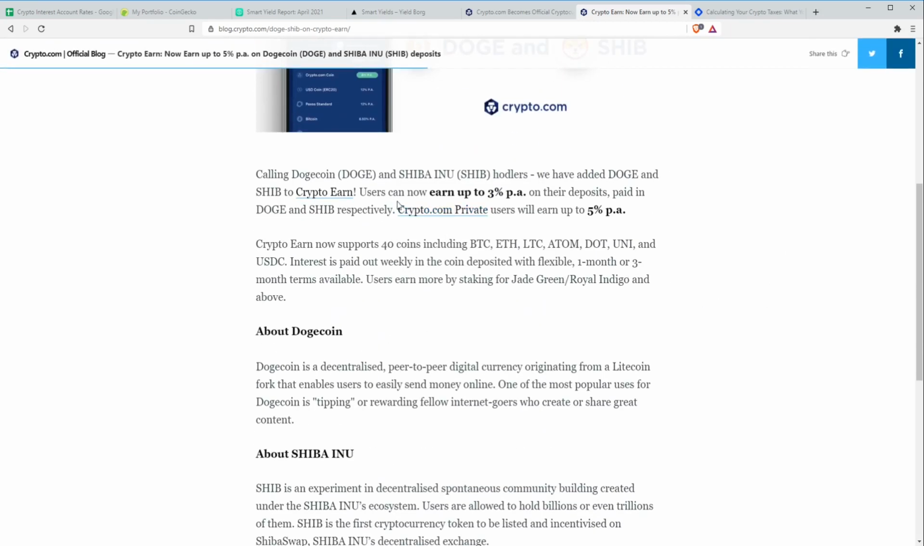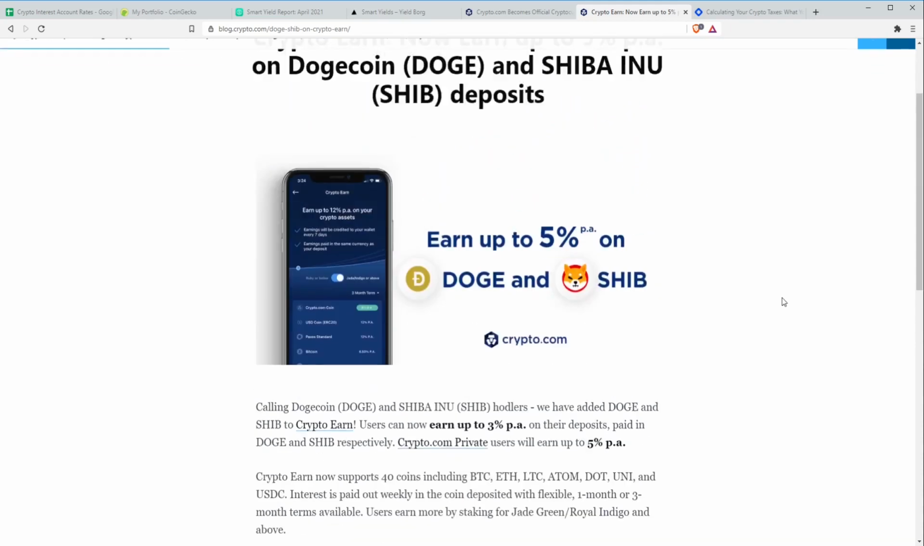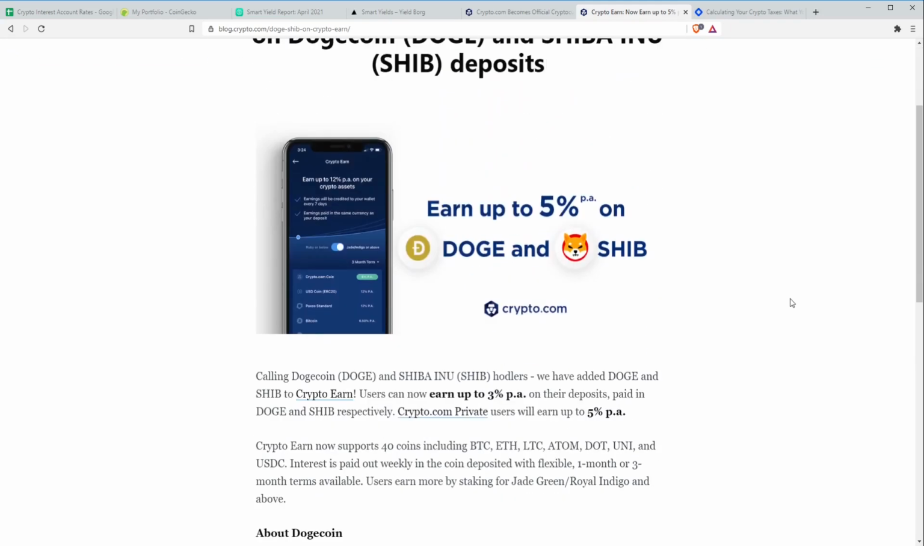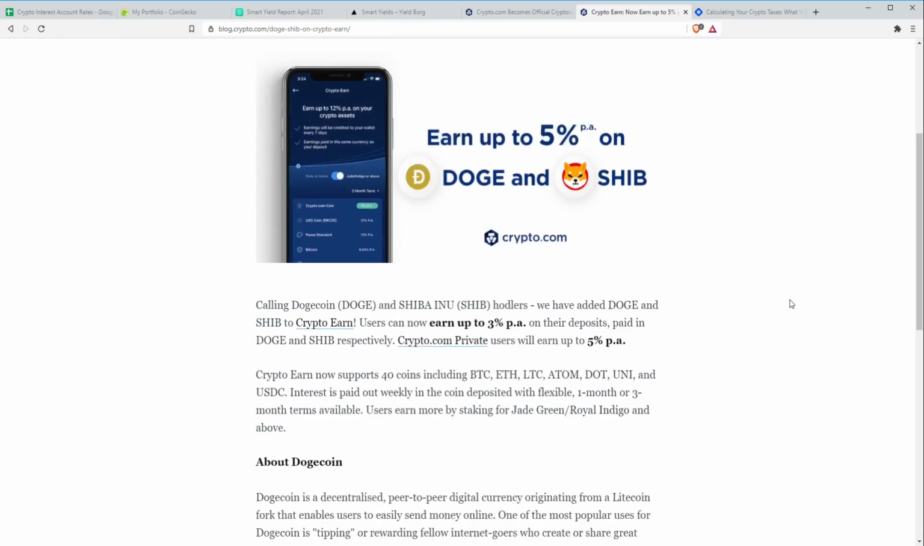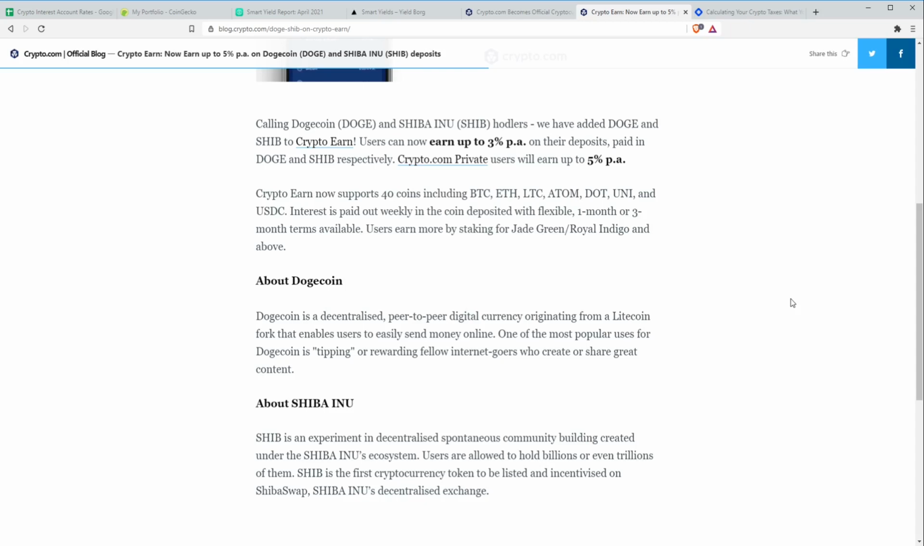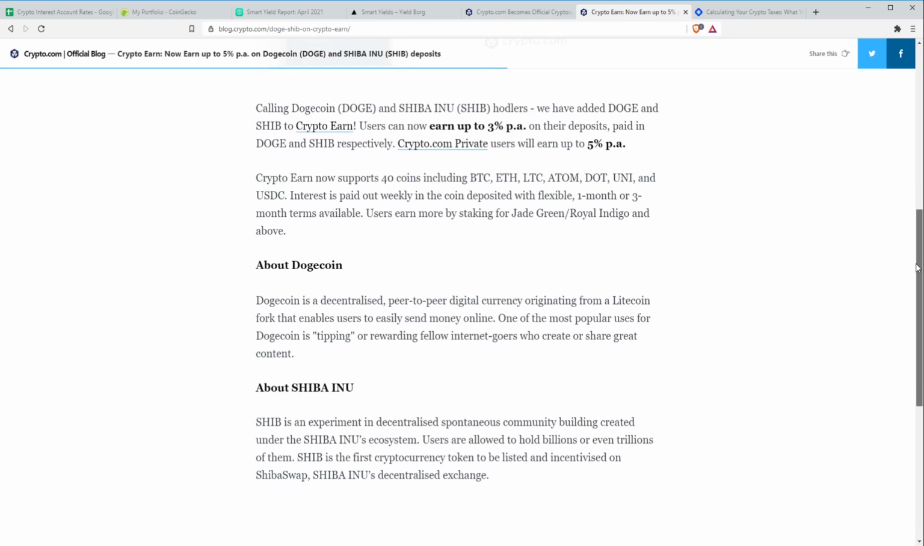Now, regular users can earn up to 3%, and it's the crypto.com private users that can earn up to 5%. So not great interest rates at the moment. It looks like, as much as anything, this may be a bit of a publicity stunt, because of all the meme coins, and particularly the dog-based meme coins, going a bit crazy at the moment. So I think they're cashing in on that. The rates look to be low. I imagine that 3% might be on a 3-month stake or something like that.